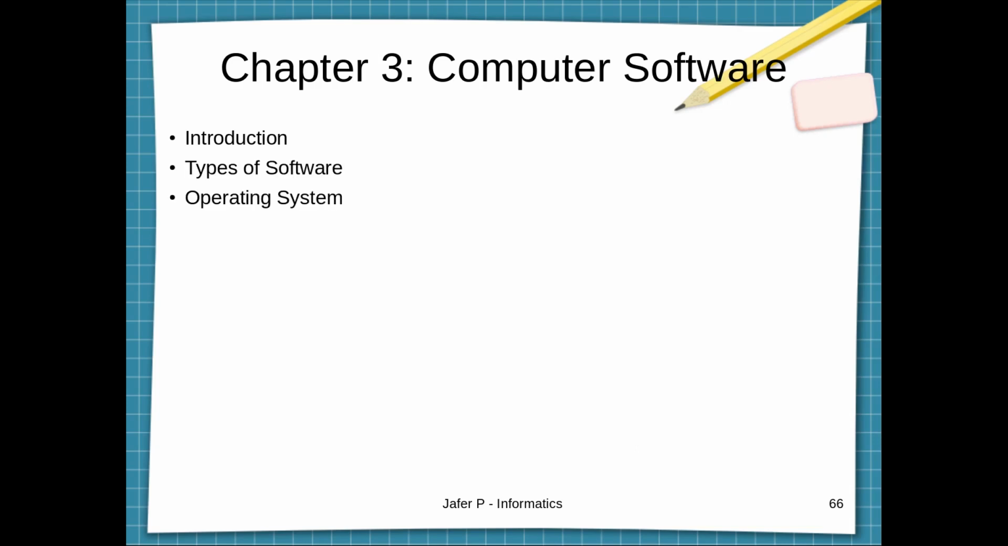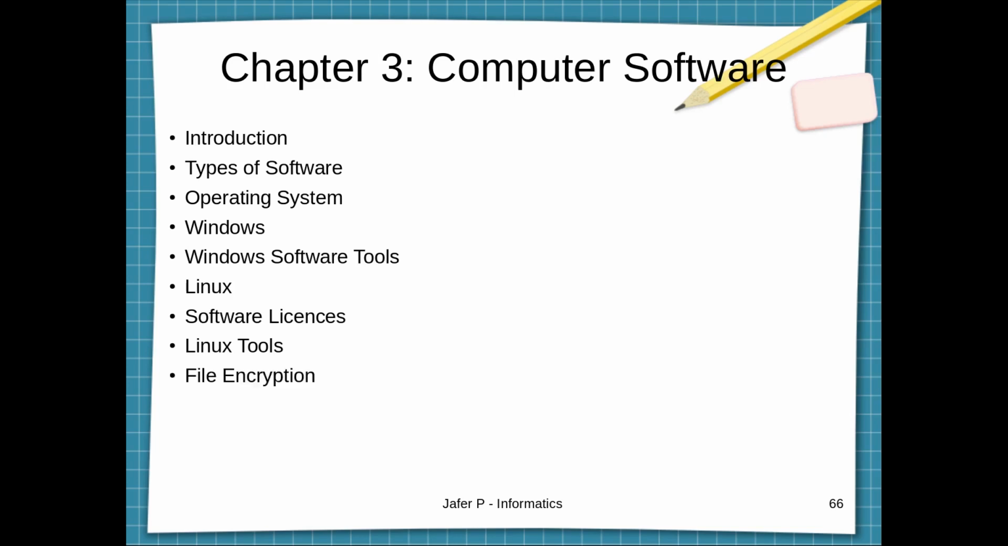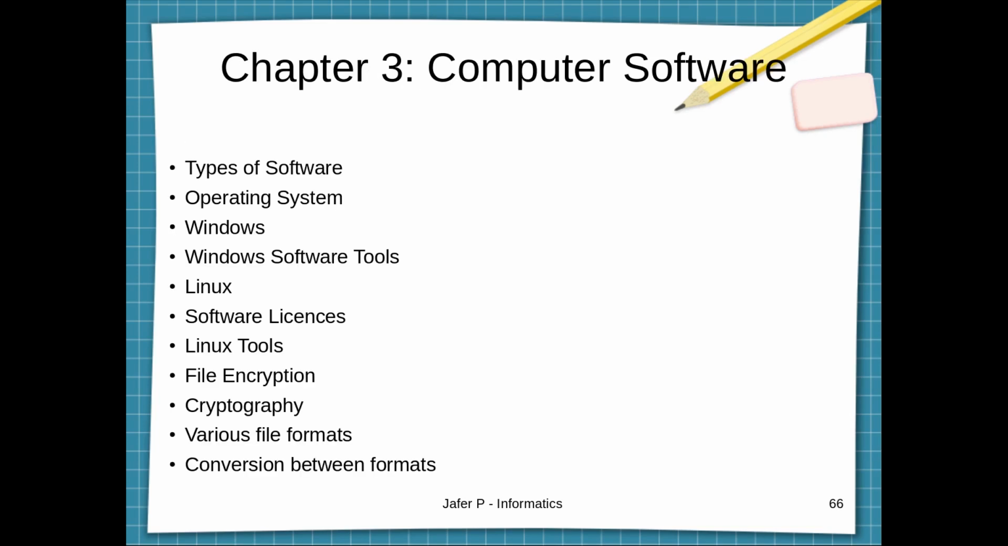types of software, operating system, Windows software tools, Linux, software licenses, Linux software tools, file encryption, cryptography, various file formats, conversion between file formats, and some other important topics as well. So these are the main topics we are going to cover in this particular chapter.